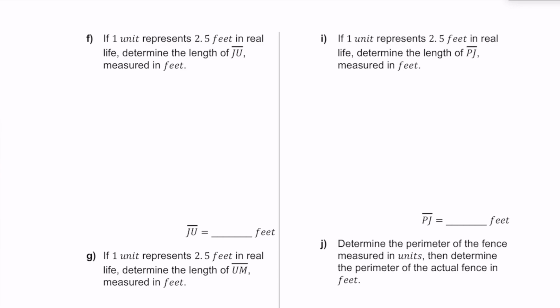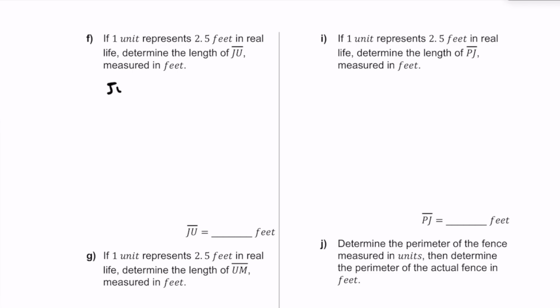All right, so now that we know the measurements of each of the segments in units, that's going to be the sketch of the fence of the trampoline on the coordinate plane. What about in real life? Well, we're told that 1 unit on the coordinate plane is actually 2.5 feet in real life. So each one of those lengths of a box on the coordinate plane, or square, is actually 2.5 feet in real life. So let's go ahead and figure out the measurements of JU measured in feet instead of units.